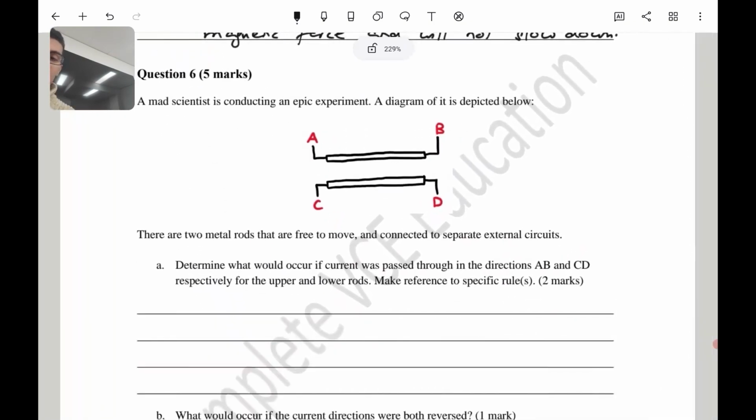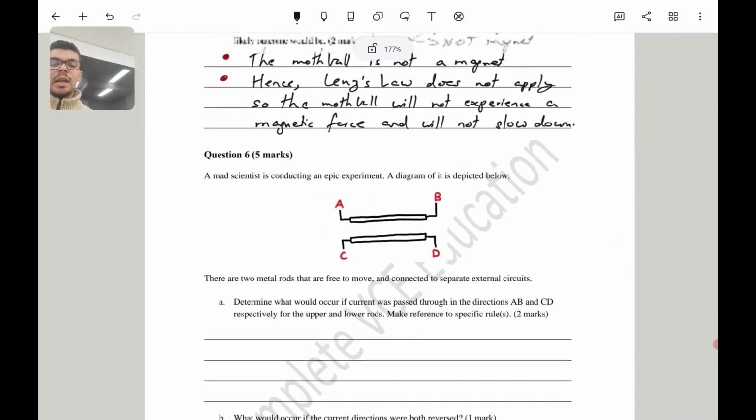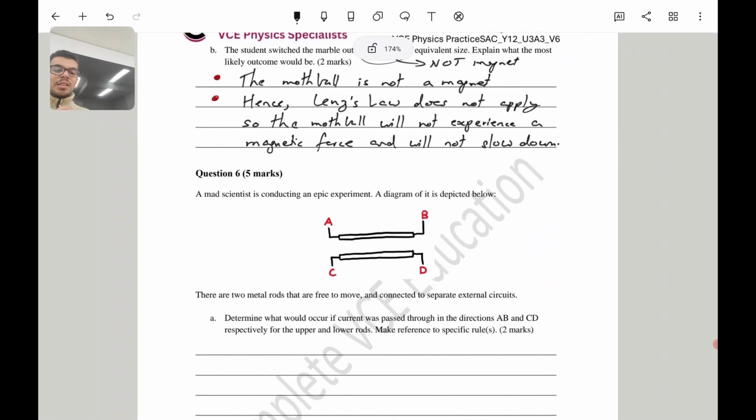Okay, question 6. A mad scientist is conducting an epic experiment. The diagram of it is depicted below. There are two metal rods that are free to move and connected to separate external circuits. Part A, determine what would occur if current was passed through in the directions A, B, and C, D respectively for the upper and the lower rods. Make reference to specific rules.